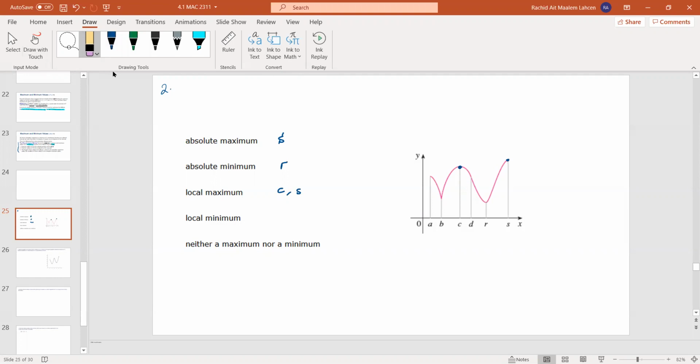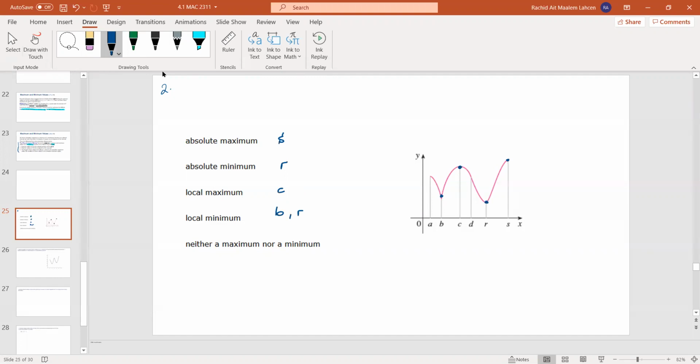No, it's just a C, because for a local maximum you need the increase and decrease. When it comes to S, it doesn't do that. Local minimum, yes, here it does. You need a decrease and increase near it, and the same thing here. So B and R, it does that.